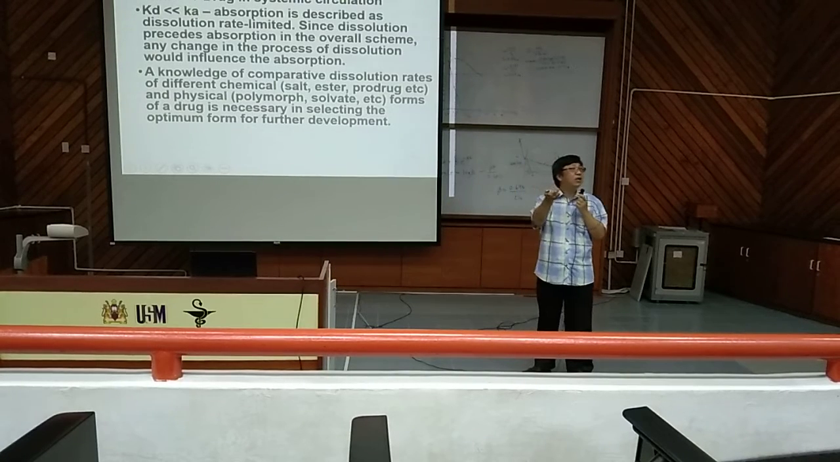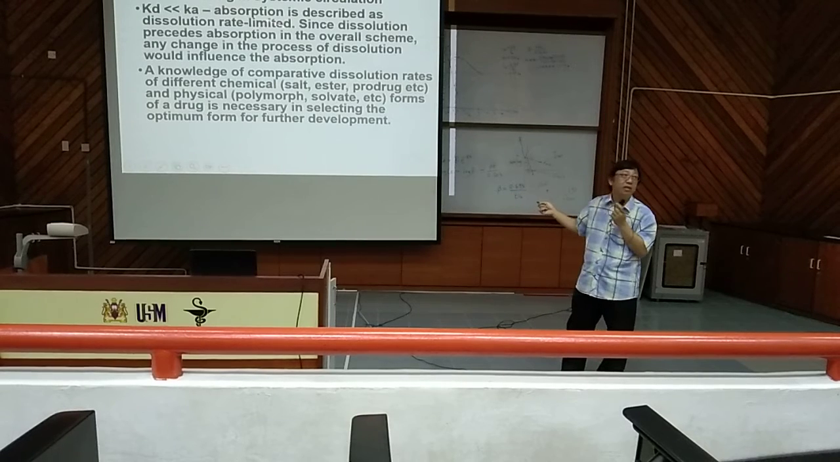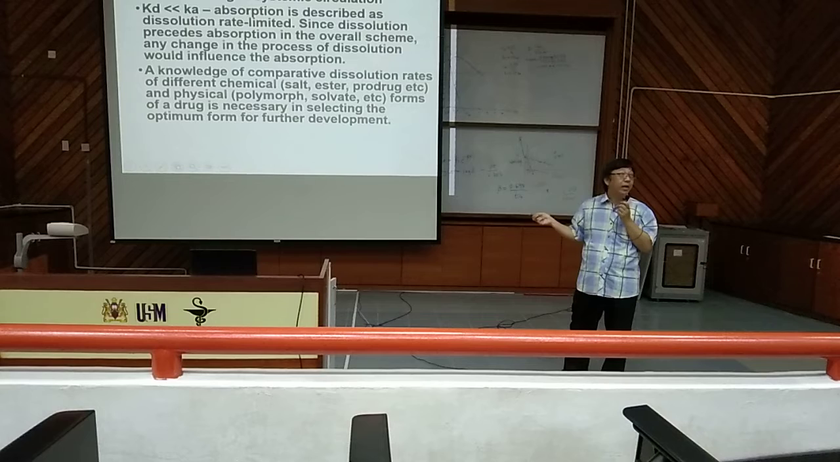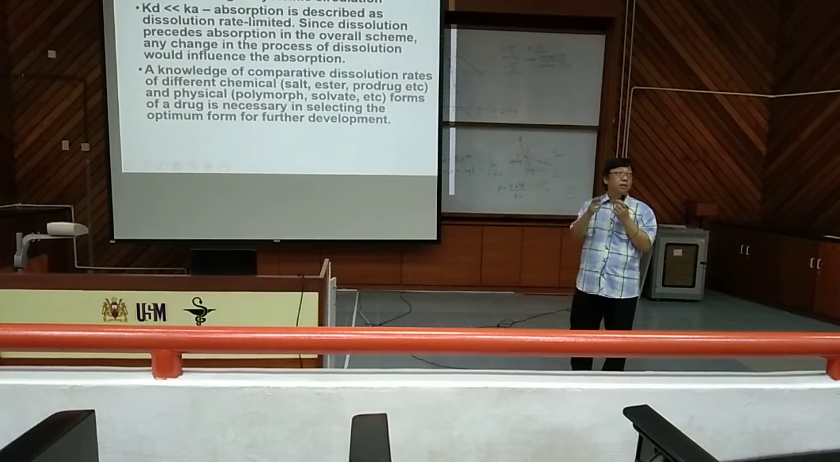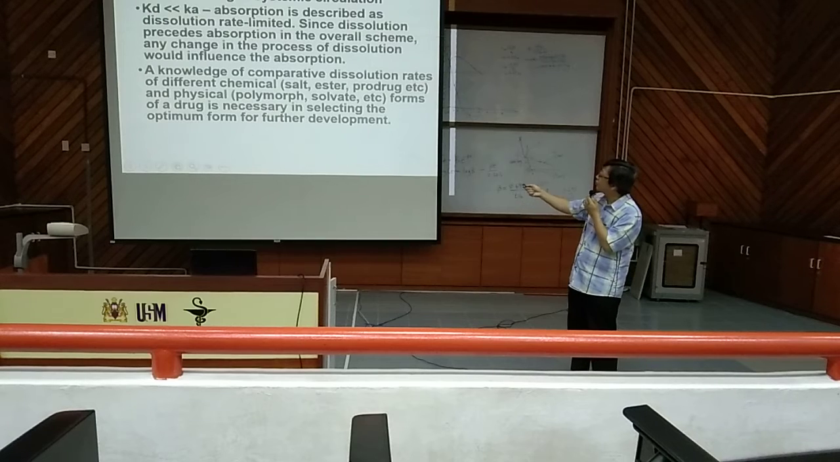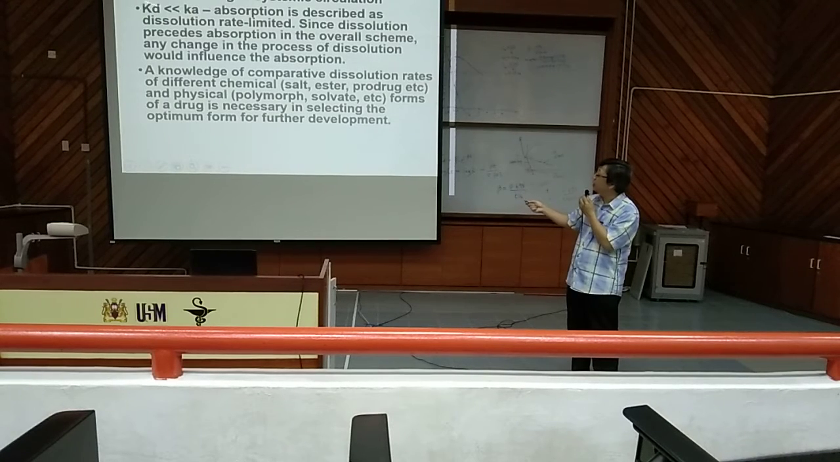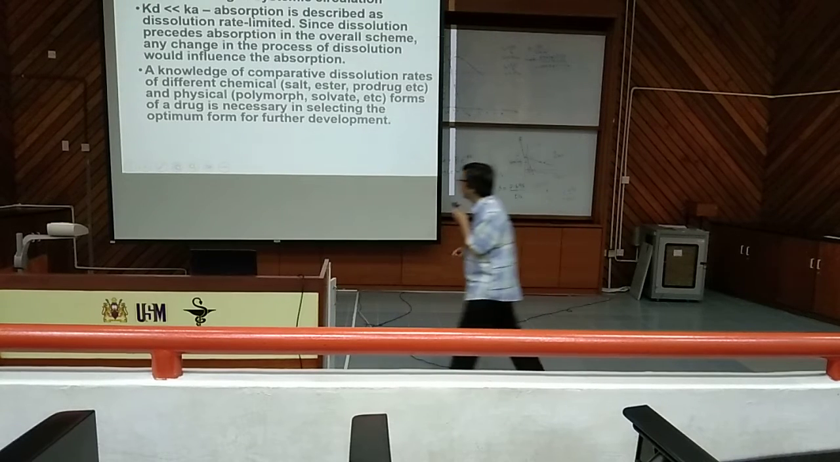Okay, I think the solution you have done also right in your second year. So I hope you still remember what is Ka, what is Kd, and what is the rate limiting step. The step that is the slowest will be the step that will determine the dissolution. So you look at the absorption rate and you look at the dissolution rate. In this one, this is very large compared to this. So what will happen?